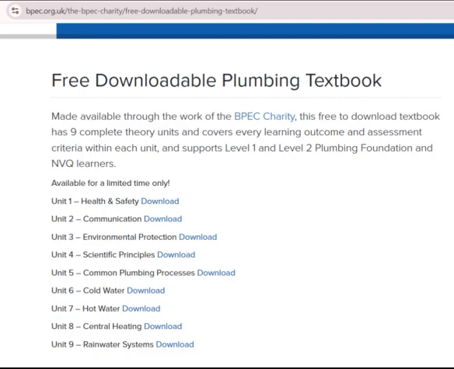AC 2.5. State the principal applications and basic properties of liquids used in the mechanical services industry. AC 2.6. Identify the detailed properties of water. AC 2.7. State the principal applications of gases used in the mechanical services industry. AC 2.8. Identify the detailed properties of gases.